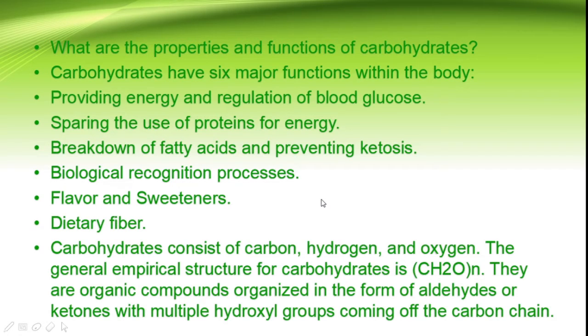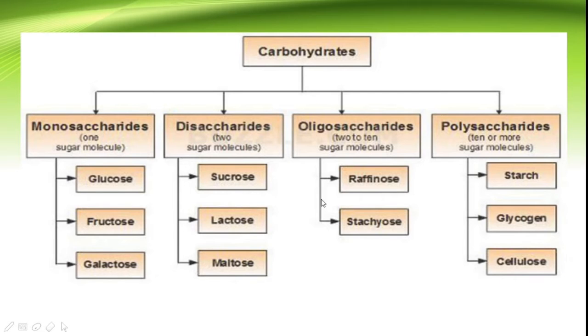Carbohydrates have 6 major functions within the body. Number one, providing energy and regulation of blood glucose, sparing the use of proteins for energy, breakdown of fatty acids and preventing ketosis, biological recognition processes, flavor and sweeteners, and dietary fibers are also carbohydrates. Carbohydrates consist of carbon, hydrogen and oxygen. The general empirical formula for a carbohydrate is (CH2O)n. They are organic compounds in the form of aldehydes or ketones with multiple hydroxyl groups coming off the carbon chain. Here is the classification of the carbohydrates.